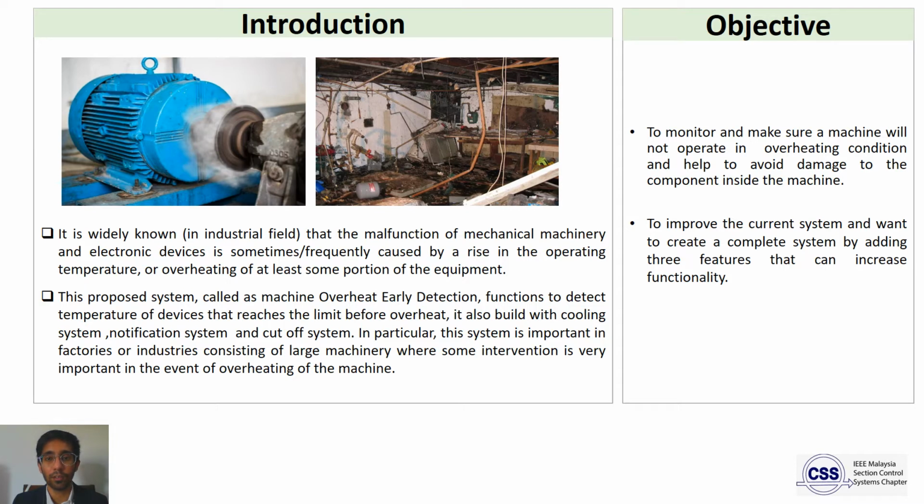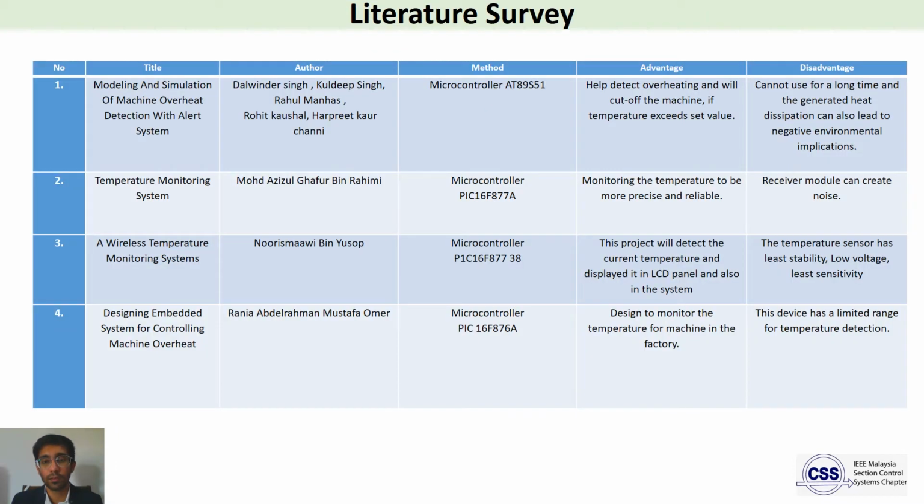In this section we have two kinds of components: first, a buzzer to alert the surroundings, and second, a Node MCU to send a message to the user through Telegram if the machine is overheated. The last one is the cut-off system. We are using a relay module that can help cut off the supply to the machine if the machine is overheated. Before starting the project, we did a literature survey, and these are the research papers that we went through.